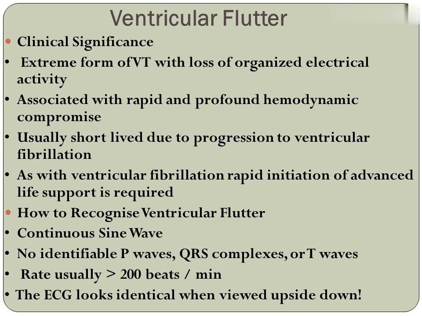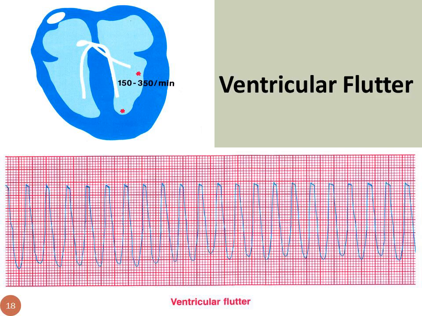How to recognize ventricular flutter. Continuous sine wave. No identifiable P waves, QRS complexes, or T waves. Rate usually greater than 200 beats per minute. The ECG looks identical when viewed upside down. Ventricular flutter.